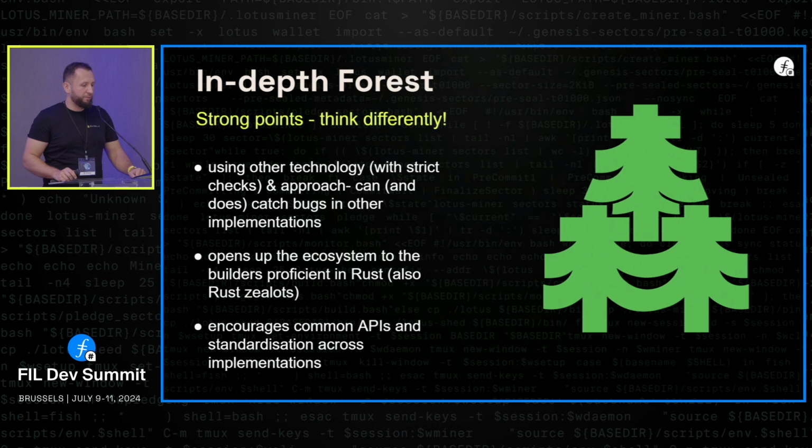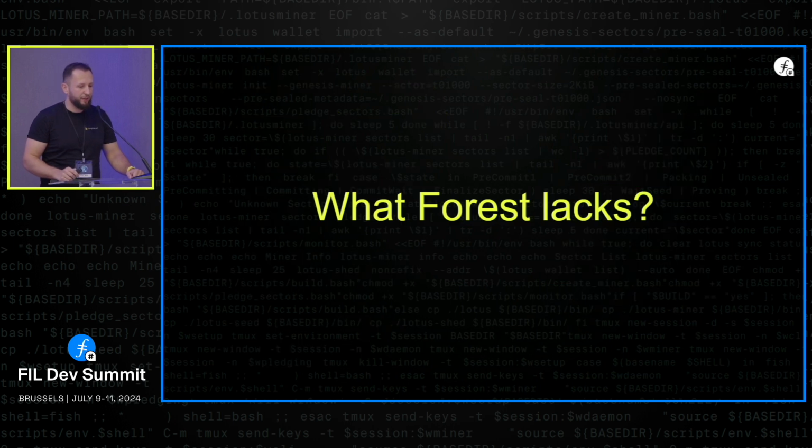We use different technology and approach to things with Forest. We use Rust. It helps us catch different bugs, both in our implementation and in other implementations. It opens up the ecosystem to builders proficient in Rust, and those that just don't want to use any other language than Rust. And because it's a completely different approach, it encourages common APIs between those different Filecoin implementations.